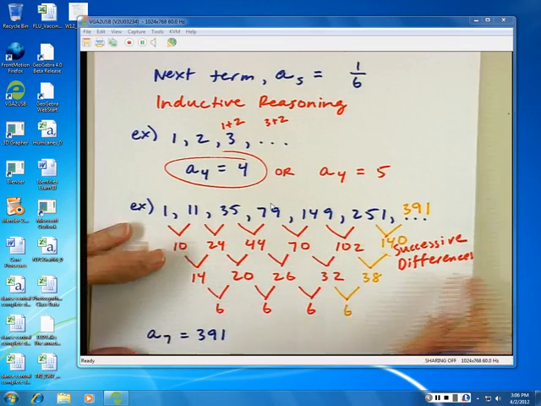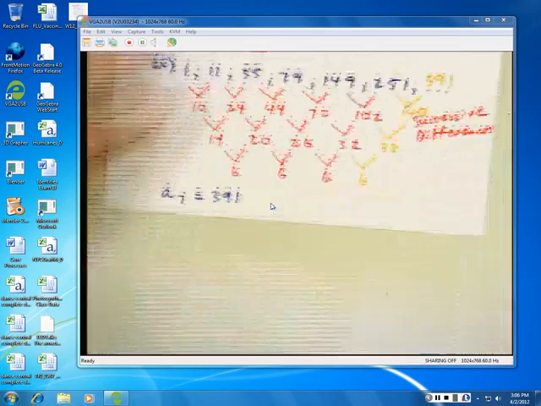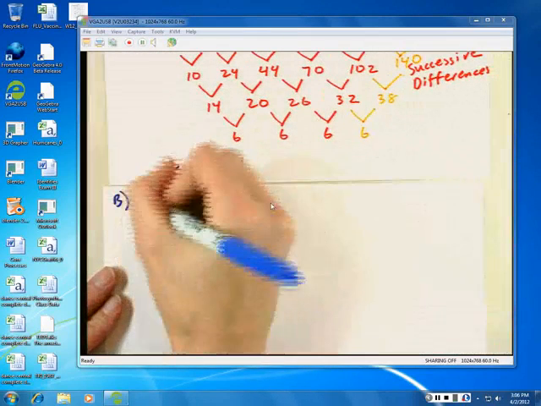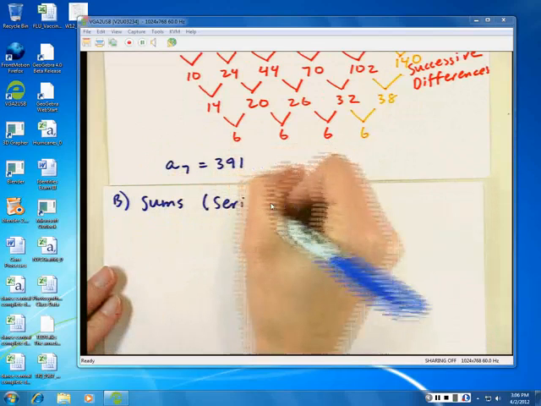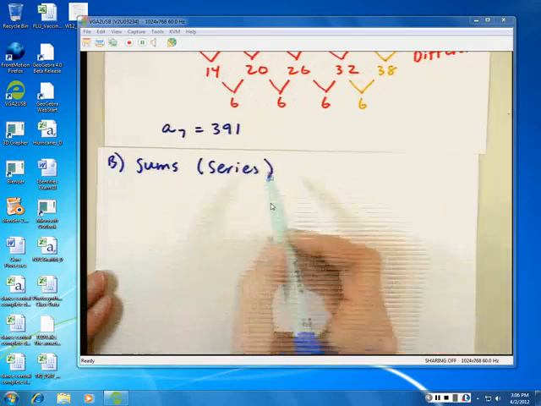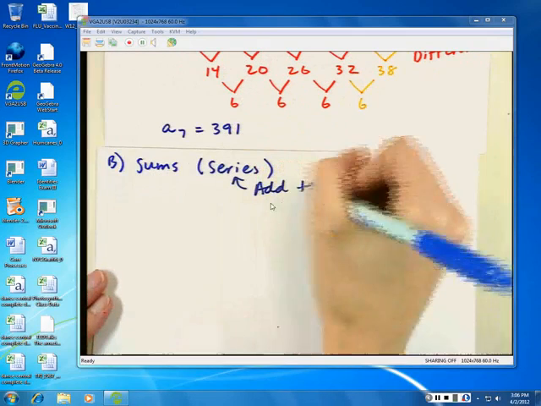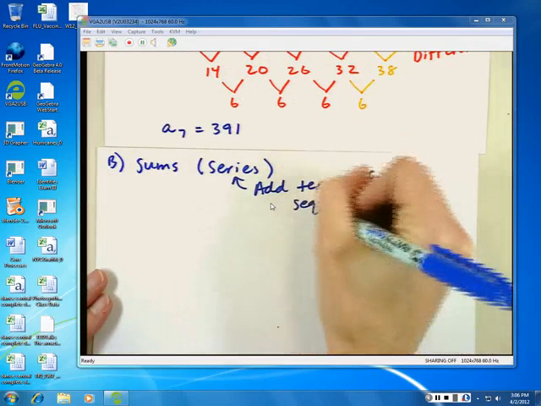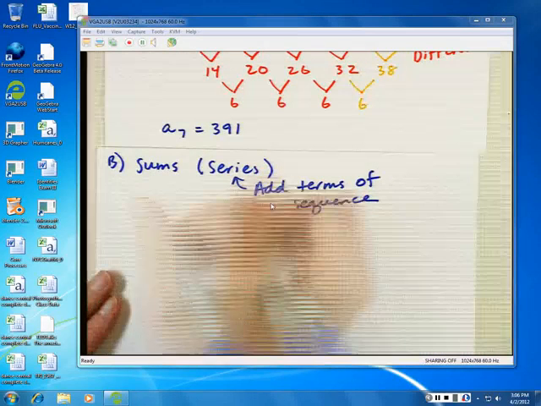The next topic is sums. So now we're going to take some of these lists of numbers and start adding them up. So B, sums. Another term for these is a series. So a series is when you add the terms of a sequence. And you can just use sums. That works.